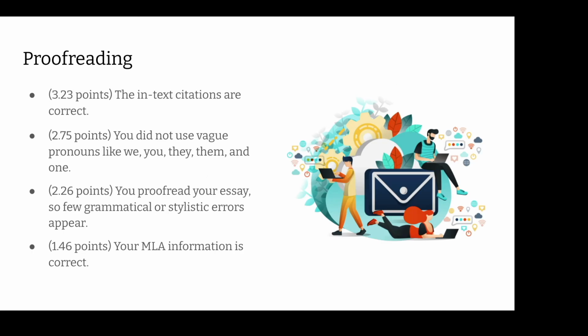All right. And then next in the proofreading, the in-text citations are correct. Keep in mind, you need to reference the Purdue OWL about how to do in-text citations correctly. And you also did not use vague pronouns like we, you, they, them, and one. You proofread your essay so few grammatical or stylistic errors appear, and your MLA information is correct. All right, so these are the things that I'm going to be looking at in your essay.